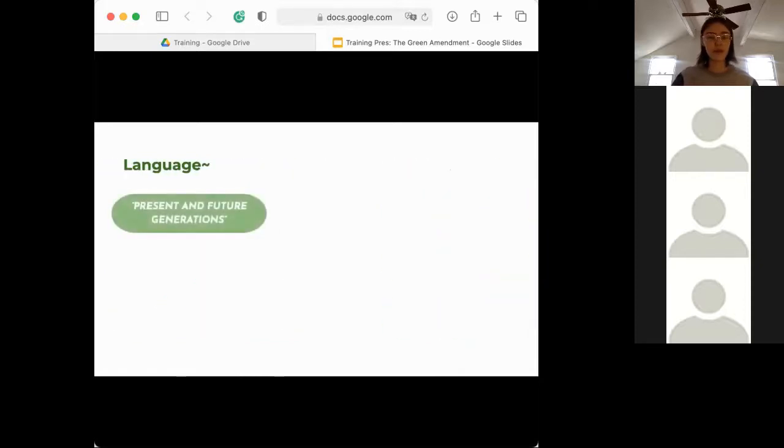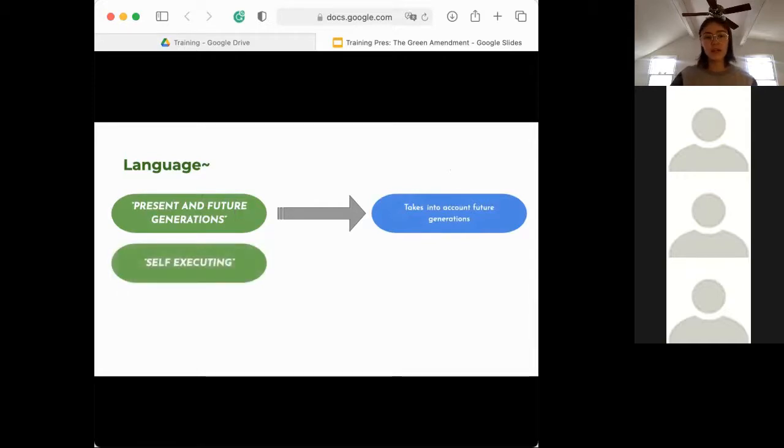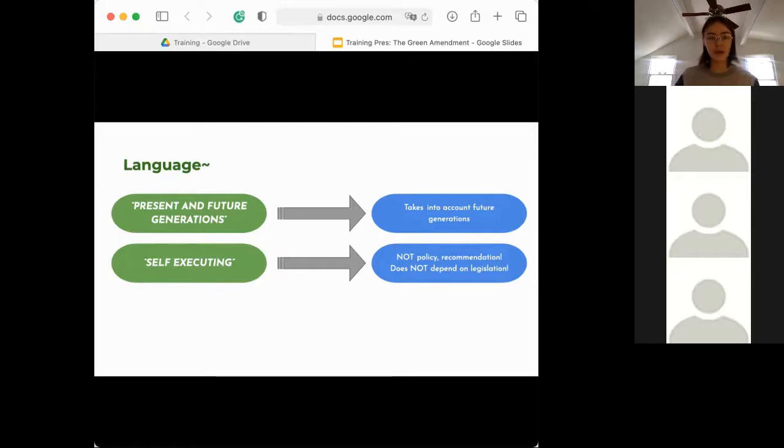And of course, we have a lot of other pieces. Present and future generations forces the government to take future generations into account and to think in the long term, which is very important for environmental issues, which are mostly cumulative and take a long time to actually occur from start to finish. Self-executing allows the Green Amendment to stand on its own and make sure that it's not policy, which would mean it depends on the legislature passing bills, passing laws in order to actually enact it. That's not necessary with a self-executing Green Amendment.